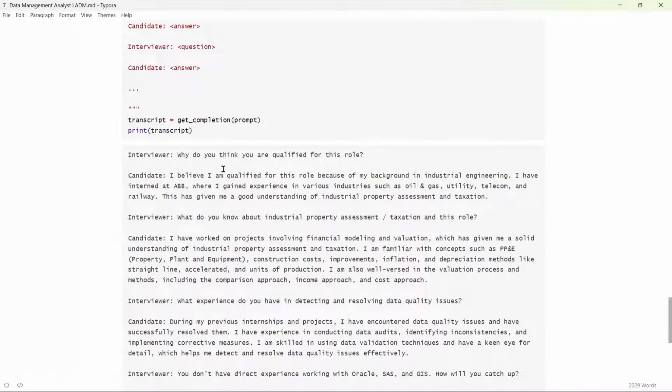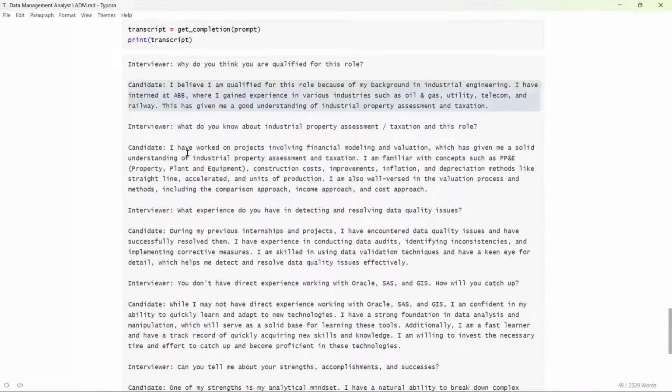Interviewer: Why do you think you're qualified for this role? Oh, I believe I'm qualified for this role because of my background in industrial engineering. I have interned at ABB where I gained experience in various industries such as oil and gas, utility, telecom, and railway. And this has given me a good understanding of industrial property assessment and taxation. Yeah, it's short and punchy.